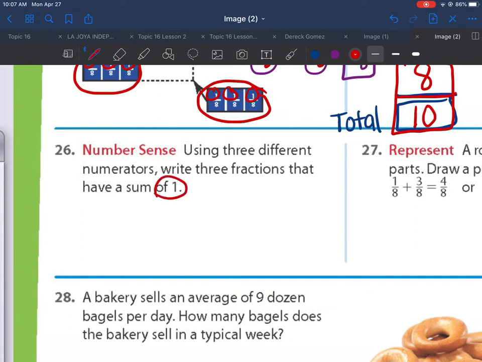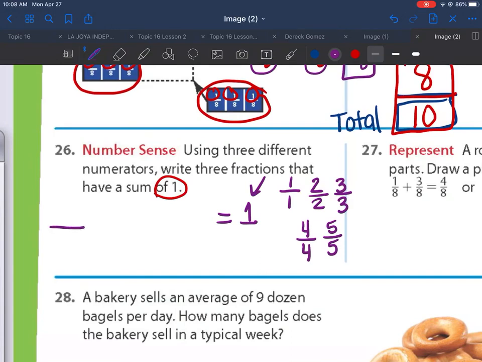Number 26. Using 3 different numerators, write 3 fractions that have a sum of 1. A sum of 1. So I'm looking for a sum of 1. How do I find a sum of 1? When the numerator and the denominator are the same, that is 1. So they want me to use 3 different numerators.